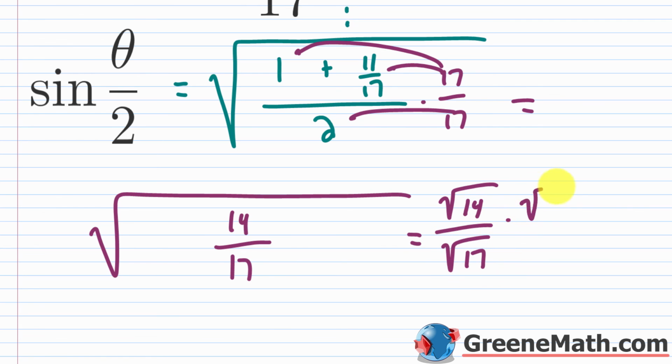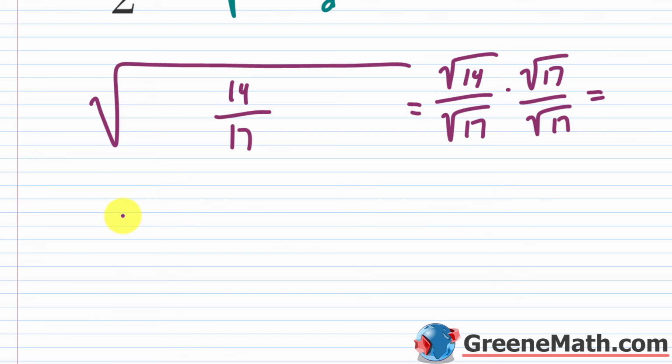So I'm going to multiply this by the square root of 17 over the square root of 17. So this equals 14 times 17 is 238. So this would be the square root of 238 over square root of 17 times square root of 17 is 17. So your sine of theta over 2 is the square root of 238 over 17.